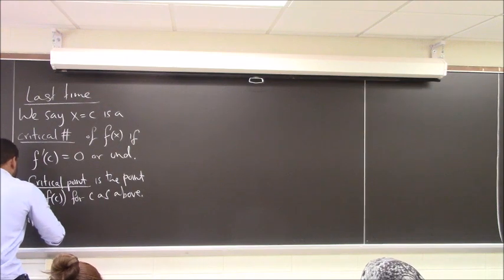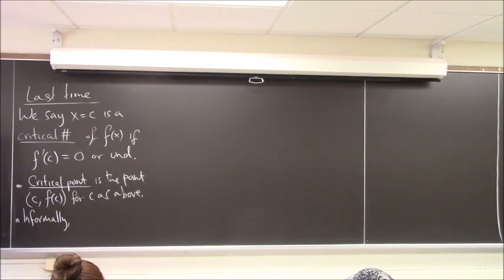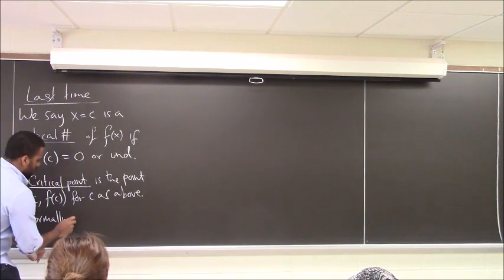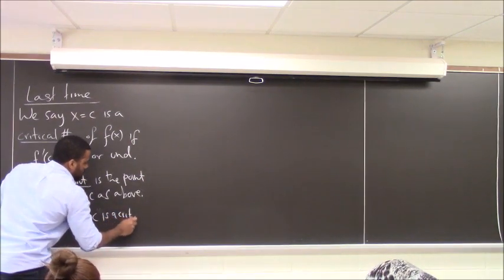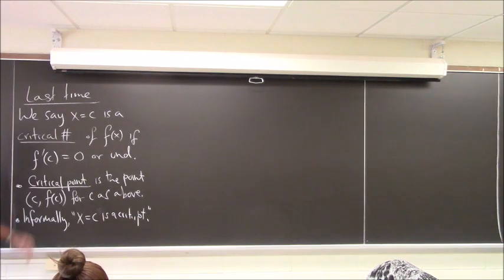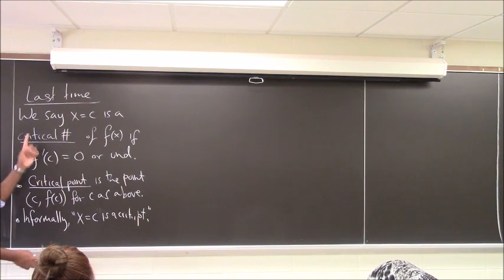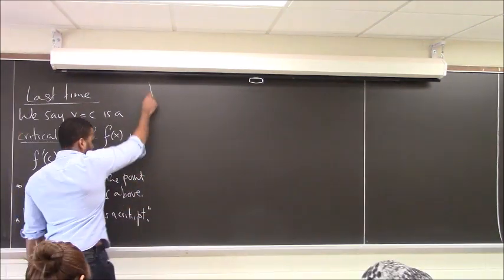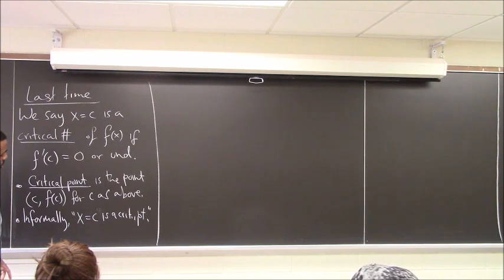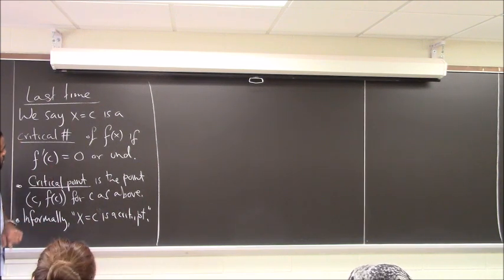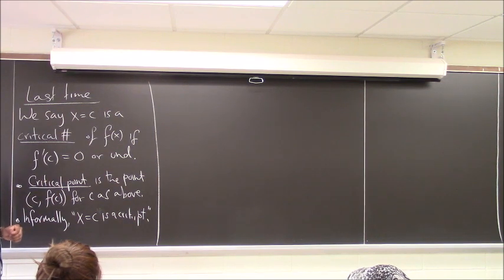It's also worth mentioning that informally, technically it's not correct to say this, but oftentimes we'll say x equals c is a critical point, even though it's not a point. Sometimes you just identify the critical point by the x coordinate because it's implied that we can get the point from that. So x equals 2 is a critical point. Technically this is a critical number, but you should understand the meaning. Ultimately we want to find the x values of a function such that if I plug it into the derivative, it becomes 0 or undefined. We call this x value a critical number, and the coordinate where this happens is called a critical point.